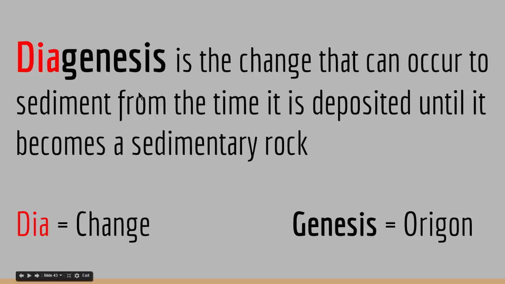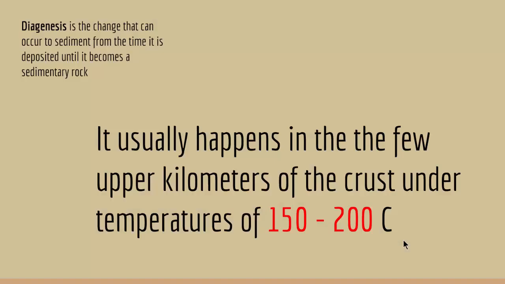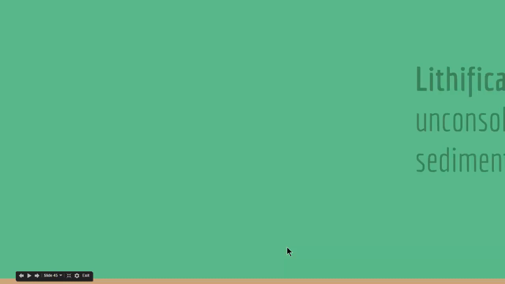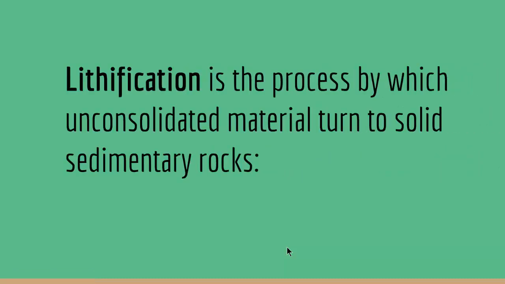And just so you know, diagenesis comes from the Latin words dia and genesis. Dia means change and genesis means origin. So as I mentioned, diagenesis happens in the few upper kilometers of the crust under temperatures of 150 to 200. In that upper few kilometers of the crust, the temperature is just right enough for sediments to turn to sedimentary rocks. So now let's explore the process that turns sediments into sedimentary rocks.